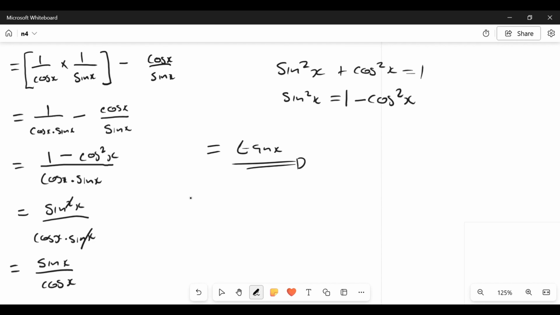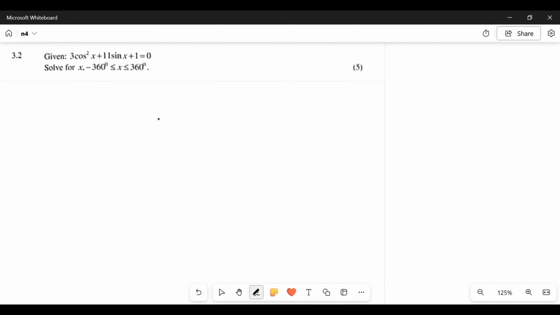All right, people, we are done with 3.1. Let's go and do 3.2. All right, people, let's look at 3.2. So 3.2, we are given the following expression there. We're given 3 cos squared x plus 11 sine x plus 1, all this equaling 0.